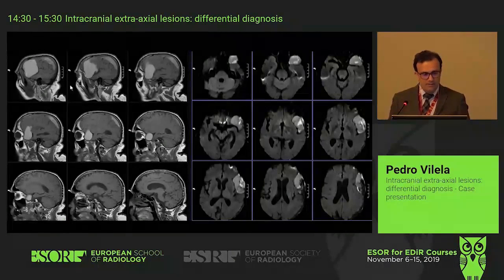Okay. Now you have the T1. This looks like a subdural hematoma, right? And this is the diffusion. Well, it looks different from here to here. It seems that this has evolved more to a chronic phase than this one.